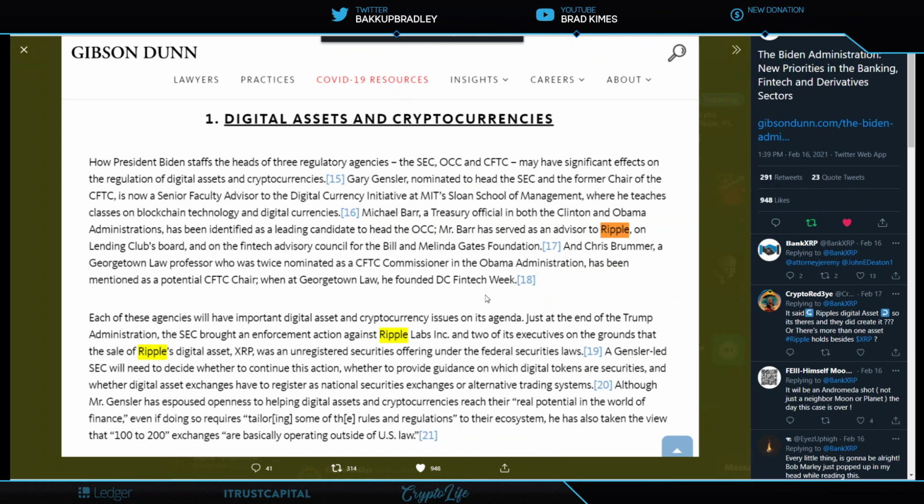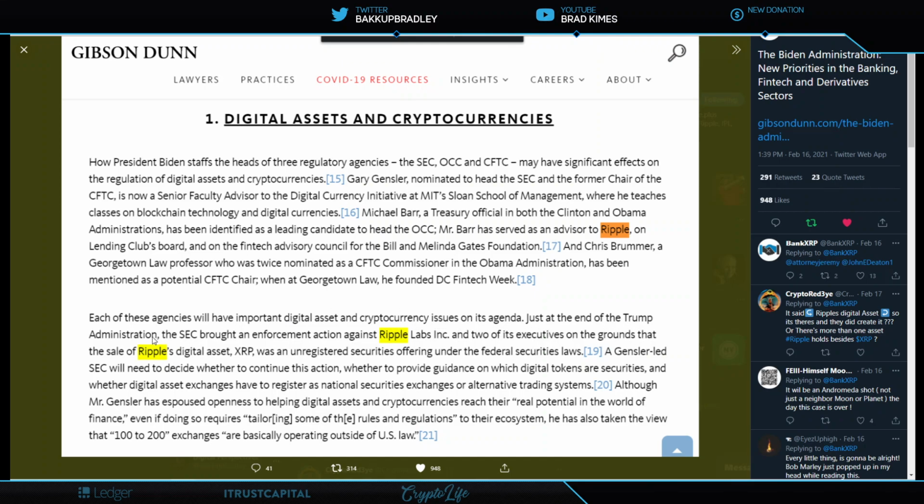So interesting there too. Then we see a Georgetown Law professor, who was twice nominated as a CFTC commissioner in the Obama administration, has been mentioned as a potential CFTC chair. While he is still at Georgetown Law, he founded DC FinTech Week. Each of these agencies will have important digital asset and cryptocurrency issues on its agenda.